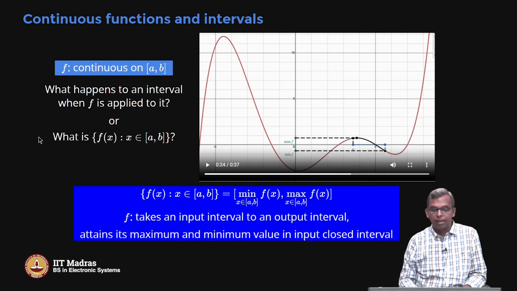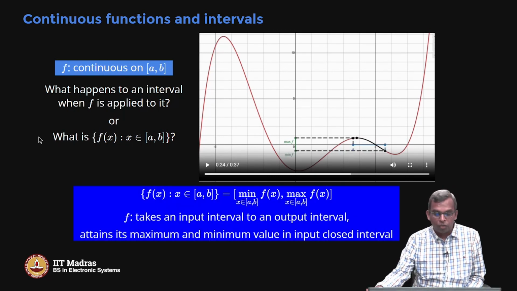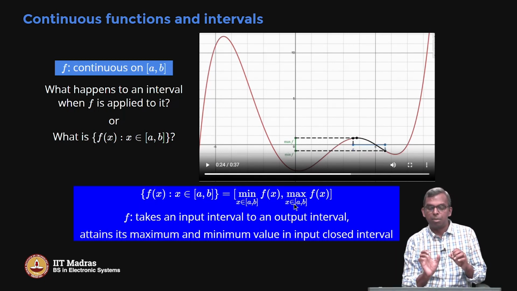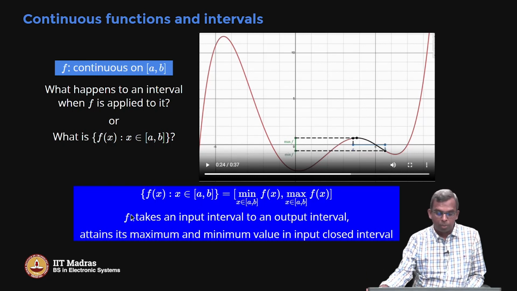Okay. So this is a very important result. So f of x for x in a closed interval AB is actually another interval. Okay, that interval is min of f of x for x in AB to max of f of x for x in AB. The minimum value of f in that interval, the maximum value of f in that interval. f takes the AB to this new interval, min f to max f. Okay, so the basic idea is a continuous function f takes an input closed interval to an output closed interval. So this is closed, this is also closed.